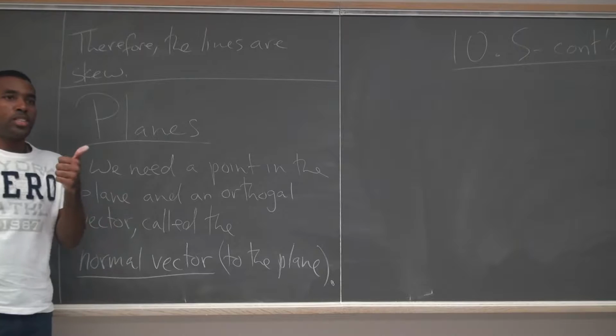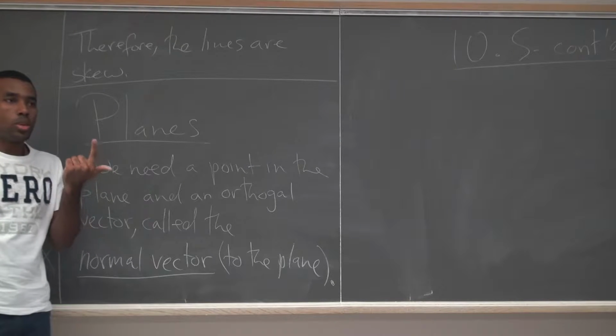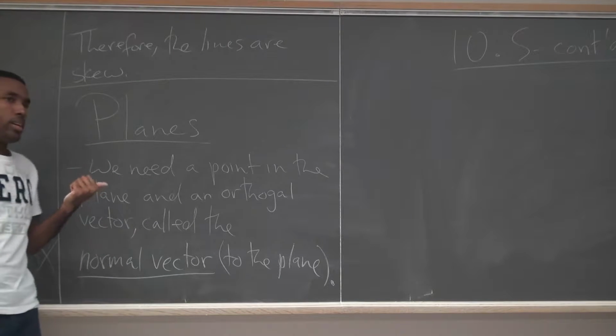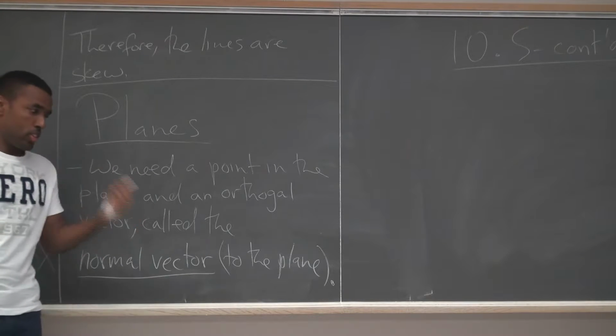What do we need to find the equation of a line? A point and a direction. What direction? Direction parallel to the line. What do we need for a plane? A point and the normal vector, right? Make sure you know this, right?